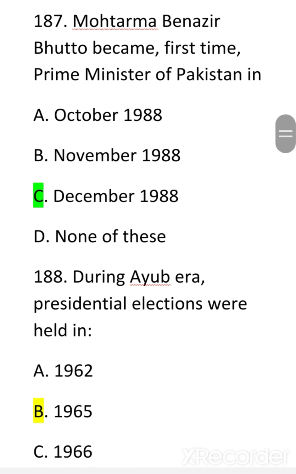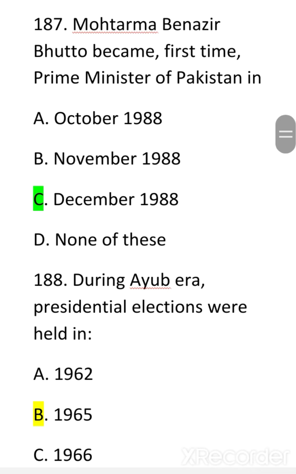Question number 187. Muhtarama Benazir Bhutto became first time Prime Minister of Pakistan in option A October 1988, B November 1988, C December 1988, D none of these. Correct option is C December 1988. Muhtarama Benazir Bhutto served as the 11th and 13th Prime Minister of Pakistan from 1988 to 1990 and from 1993 to 1996. She was the first woman to head a democratic government in a Muslim majority country.